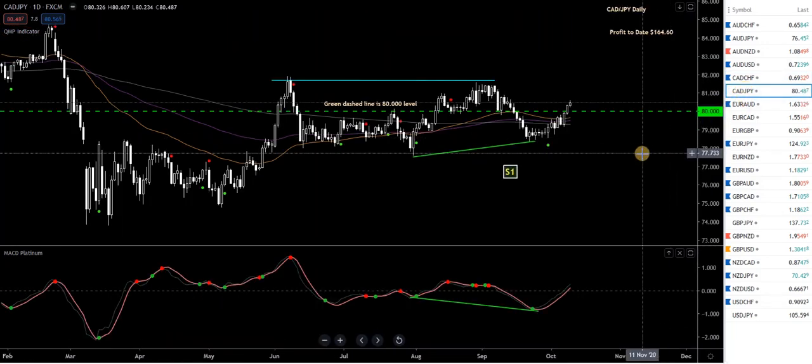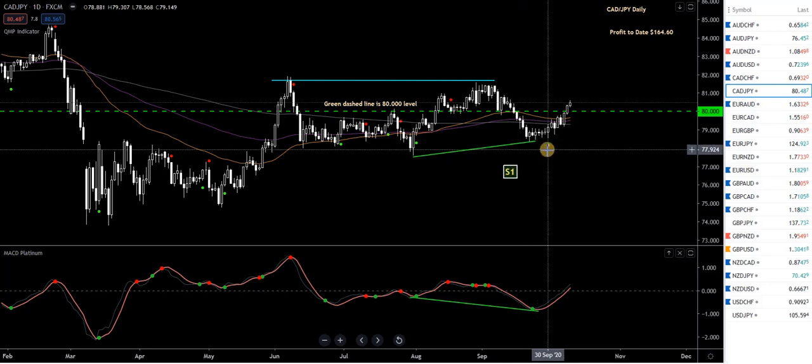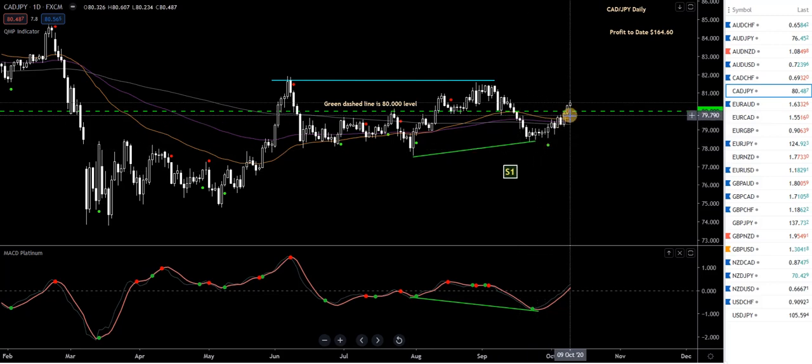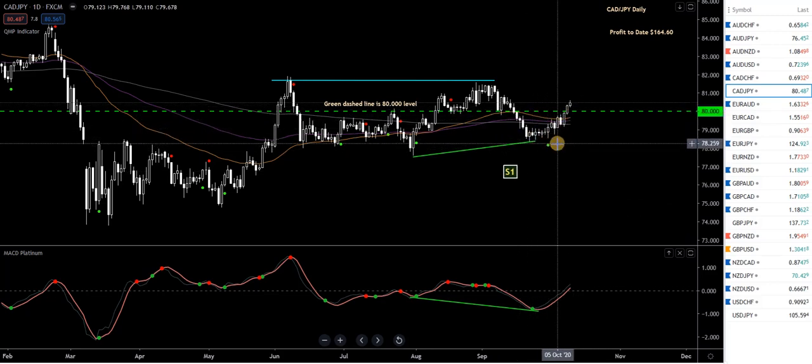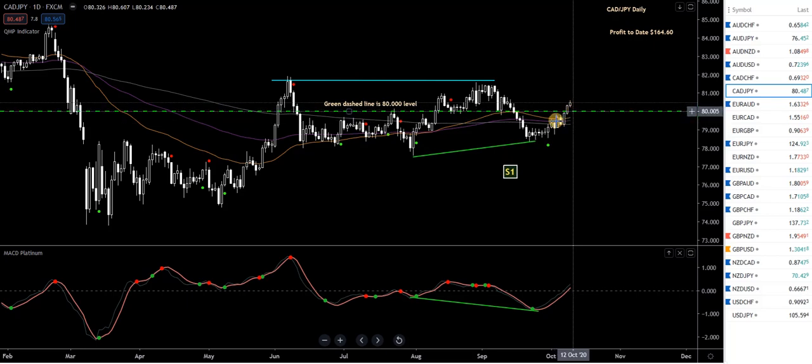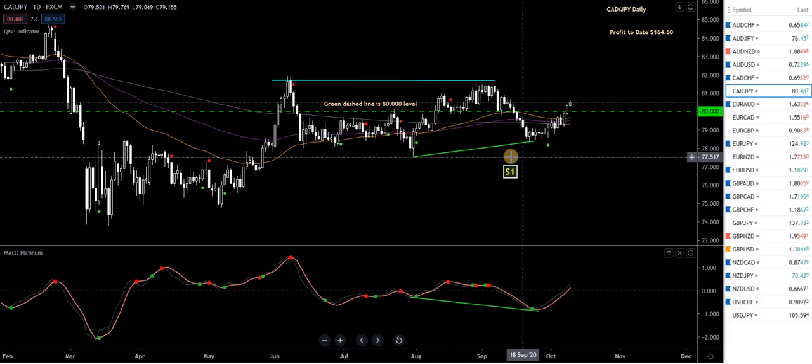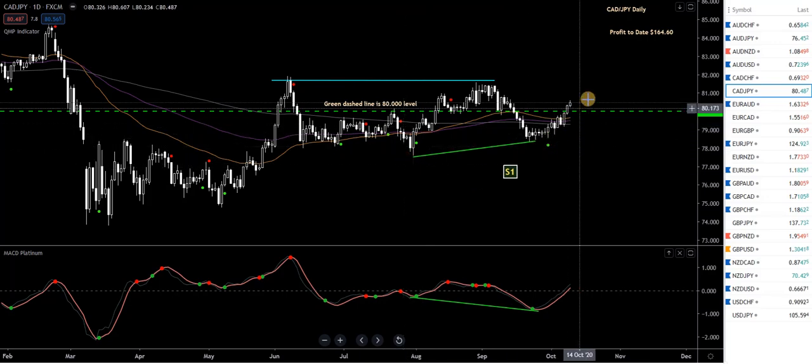Right, Cad Yen. I wasn't a buy here and I got out of it because I just didn't like the look of the candles here, and in hindsight, I probably shouldn't have. So we're in no trades at the moment. The green line is the 80-cent level. We've broken through it now. You can see the setup there. It was actually a good setup. I should have probably stayed in it.